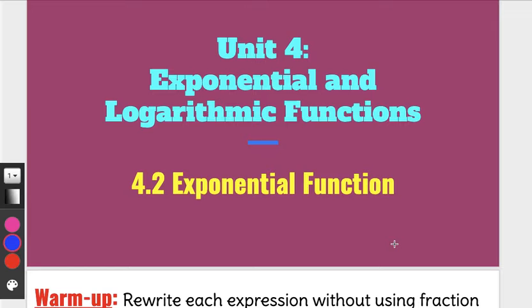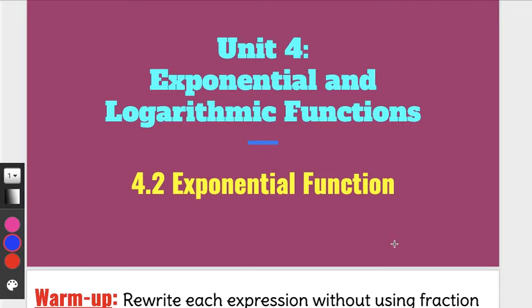Today we are going to continue talking about Unit 4, the types of functions, and today we are going to discover the very first type of function, the exponential function. I believe many of you, when you see this function, probably remember that it's one type of function you already learned in Algebra 1. So today's lesson is more like a review.